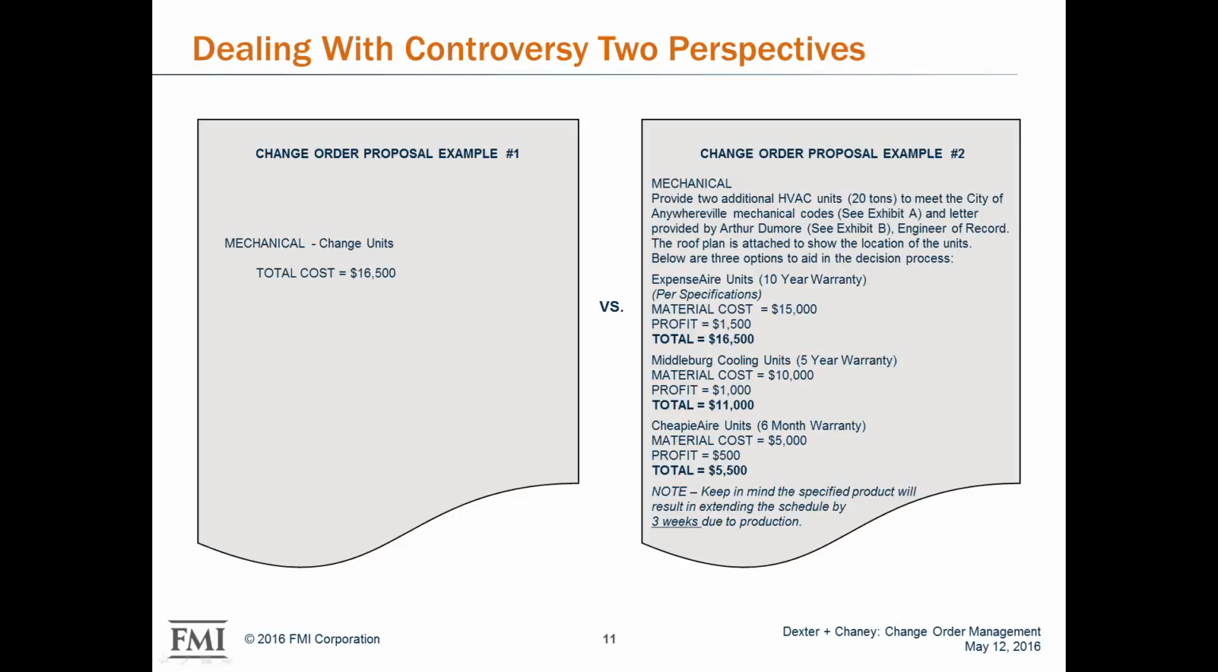All the supporting documents are there: the letters provided by the engineer of record, the roof plans, all these things are laid out, and all the documentation they need is already there. And then to soften the impact of just one price, we give them a couple of options. Here's your best option. Here's the best we can give you.